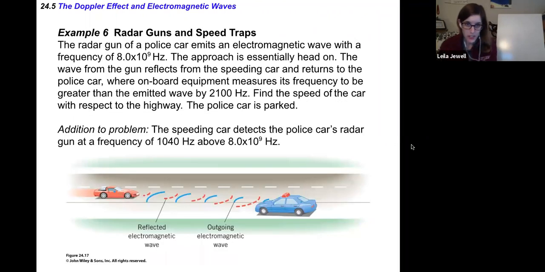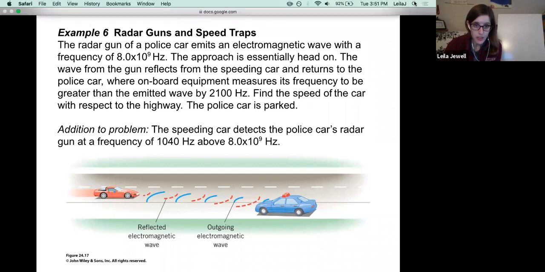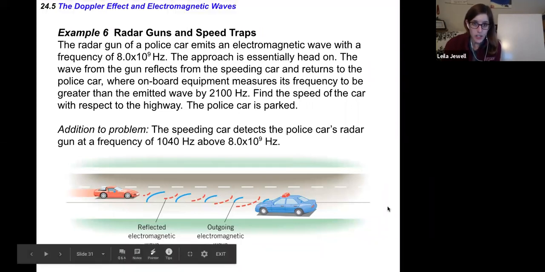So let's look at an example here that's a realistic example, but then I simplified it to be a little less realistic to real life, but closer to what you'll have to solve. So radar guns and speed traps. The radar gun of a police car emits an electromagnetic wave with a frequency of 8.0 times 10 to the 9 hertz. The approach is essentially head-on.